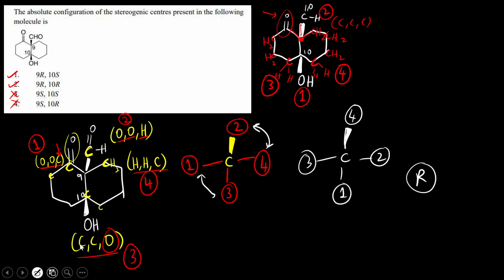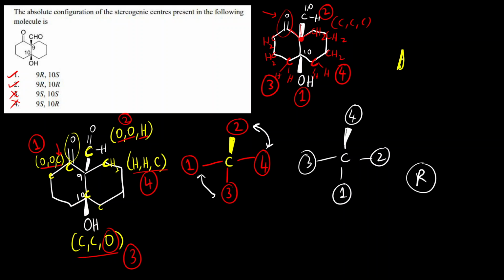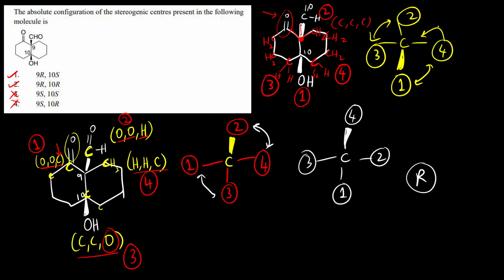Okay, so now let us see how we can assign the priorities. Okay, here we have fourth group, carbon. Okay, here we have, this is 1, this is 3, this is 4, this is 2. Okay, so we can exchange 4 and 1 and we can exchange 2 and 3. Why we are doing this? Because again the fourth priority group is in plane. So this will be 1, fourth priority on the wedge.